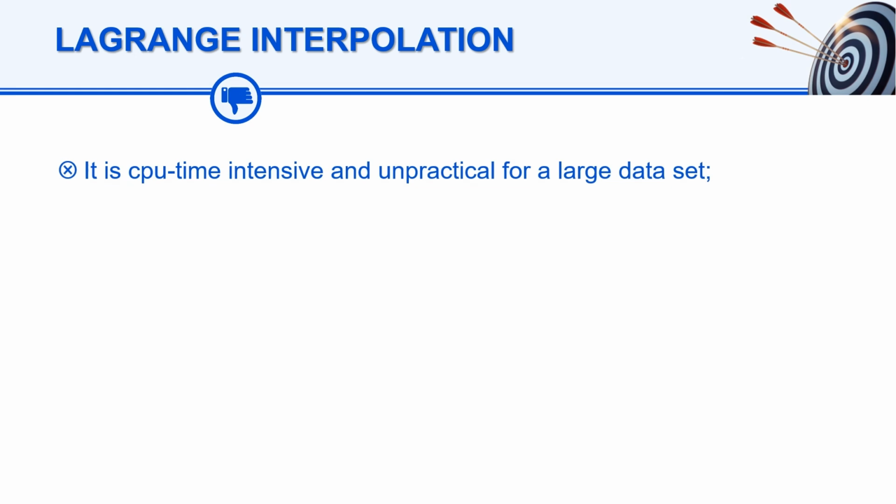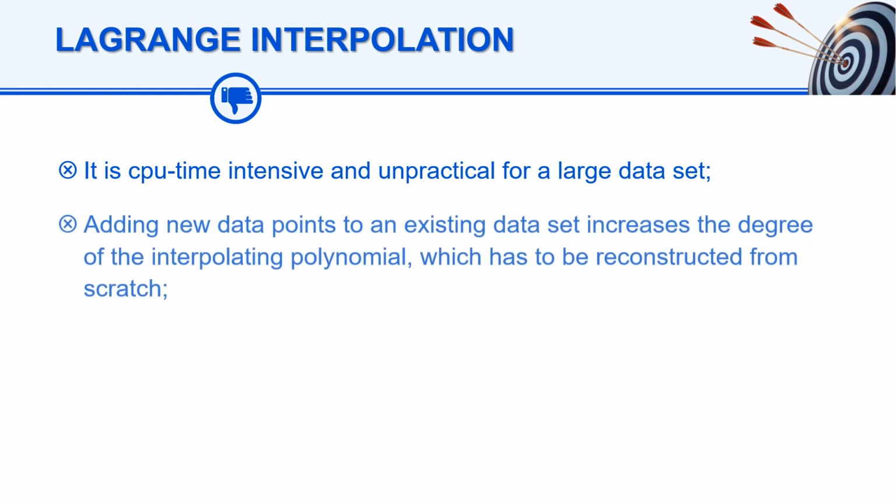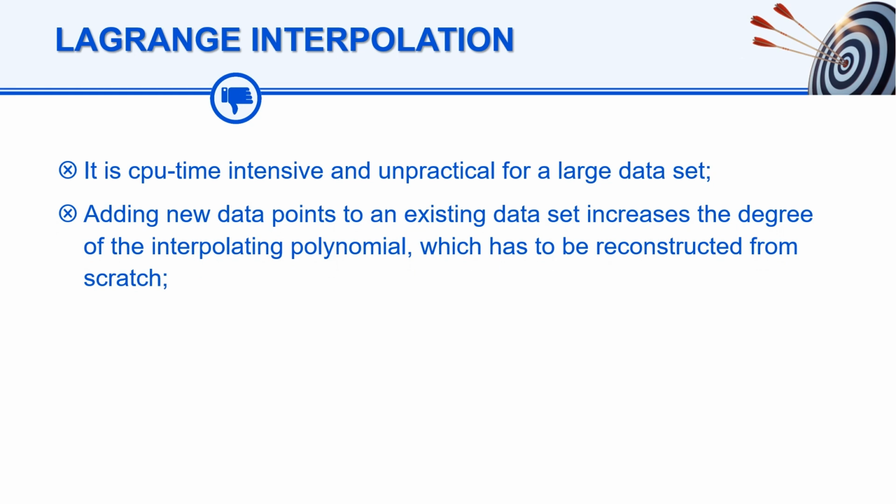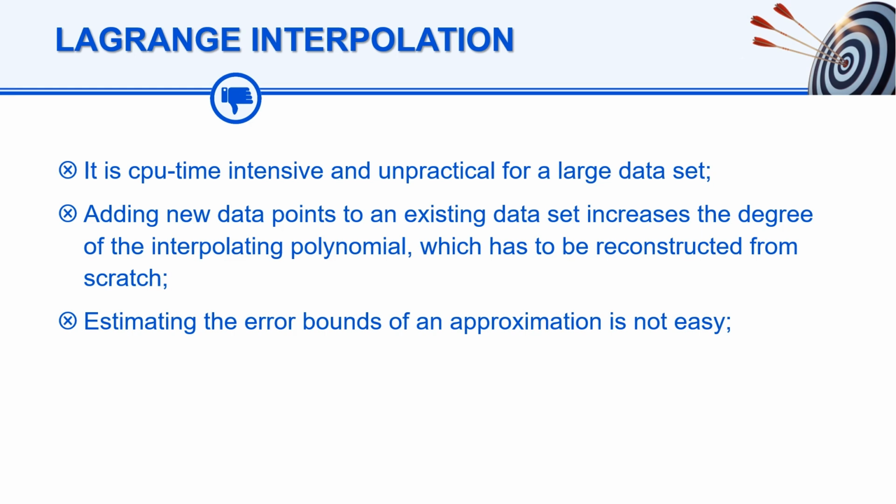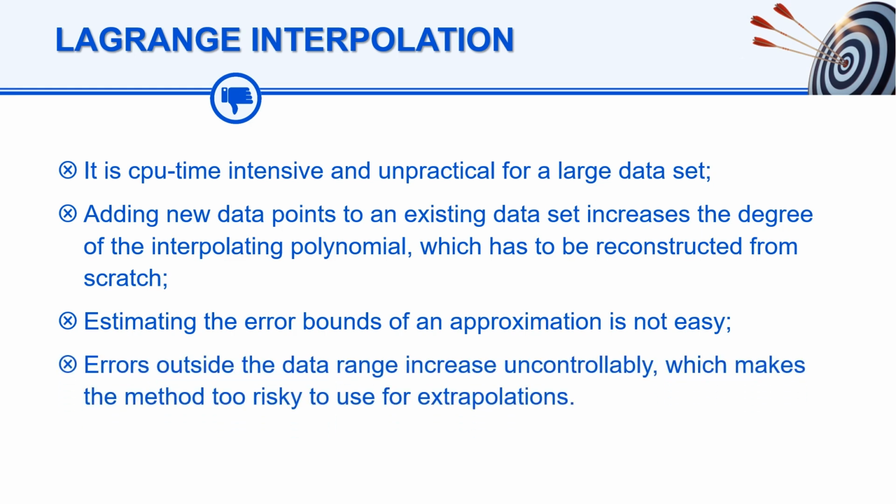The disadvantages of the method are: it is CPU time intensive and impractical for a large data set. Adding new data points to an existing data set increases the degree of the interpolating polynomial, which has to be reconstructed from scratch. Estimating the error bounds of an approximation is not easy. Errors outside the data range increase uncontrollably, which makes the method too risky to use for extrapolations.